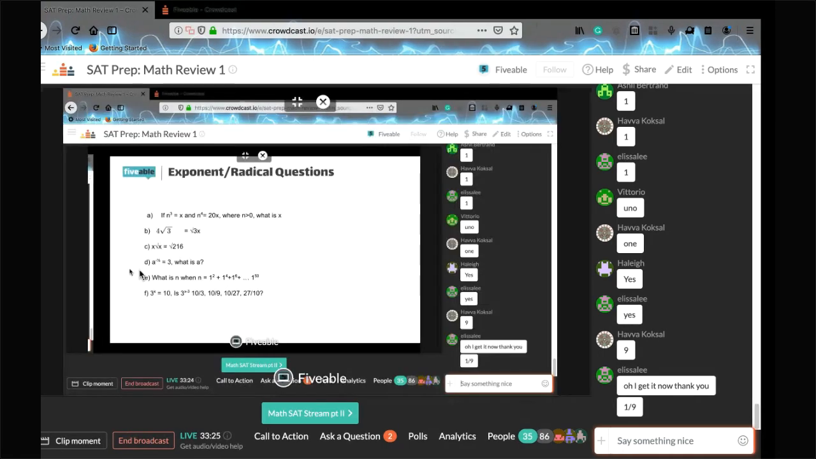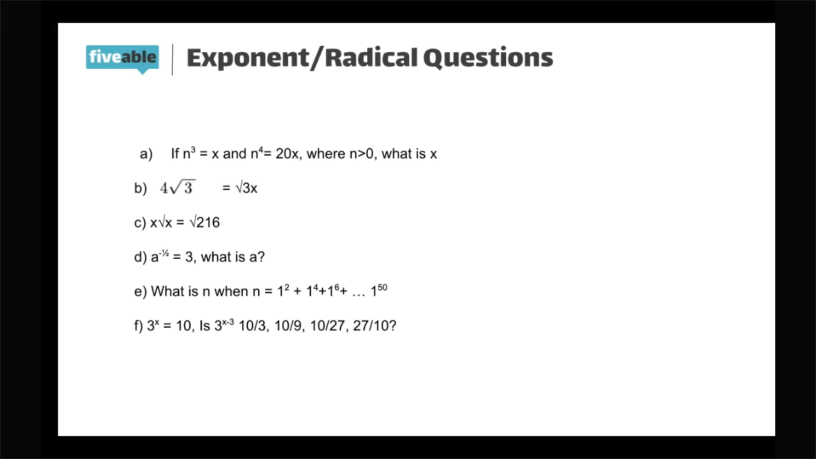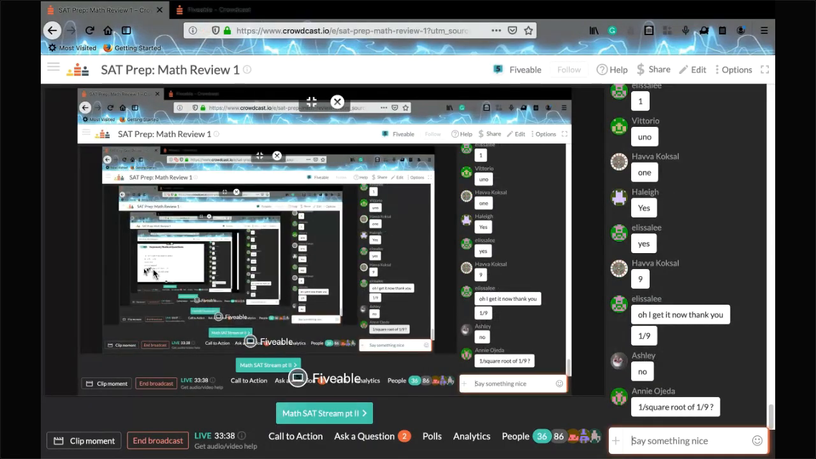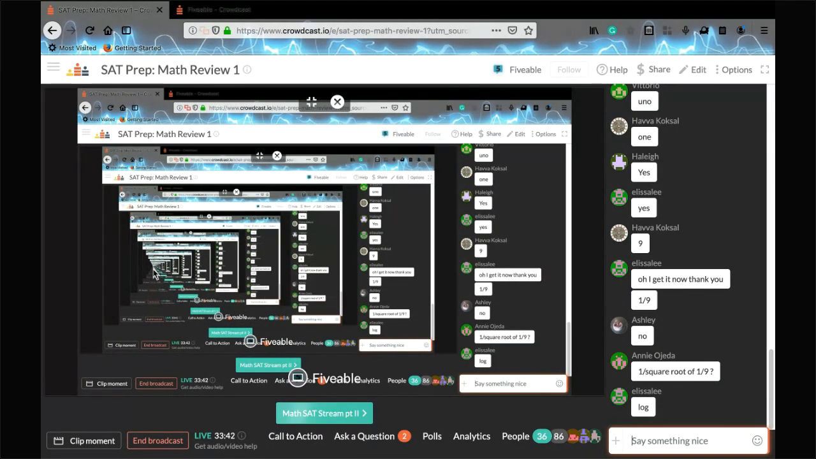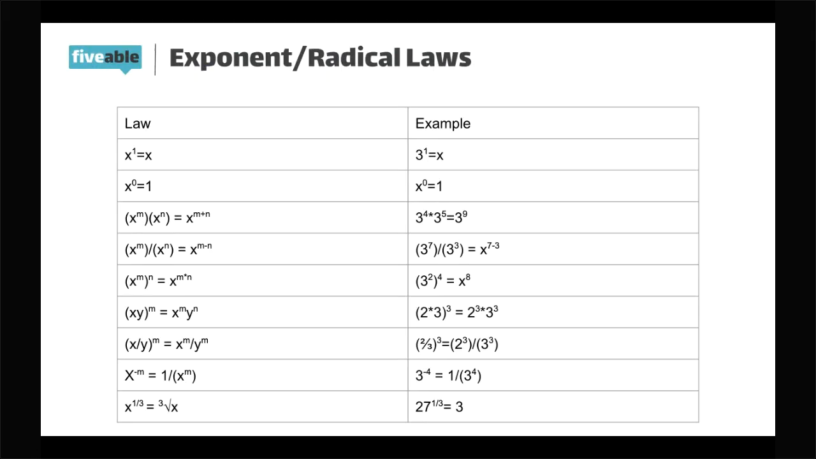All right, so does anyone know how to do question F? Yeah, that's what happens when you plug 1/9 into a. All right, we don't need to do any logs. It's just some thinking. Look at the exponent rules.